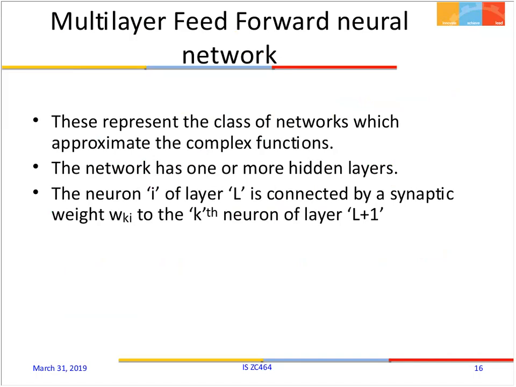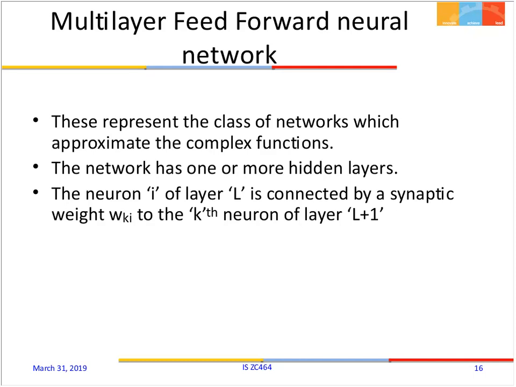These represent the class of networks which approximate complex functions. Of course, they are good at modeling non-linear decision boundaries, right? Because we have multiple layers, they can represent the non-linearity of the decision boundary. We saw examples in the very first class on neural networks, and we saw that a simple linear decision boundary can be implemented by 2 neurons or 1 neuron, right? But a non-linearity can also be handled by more layers in the neural network. So the network has one or more hidden layers.